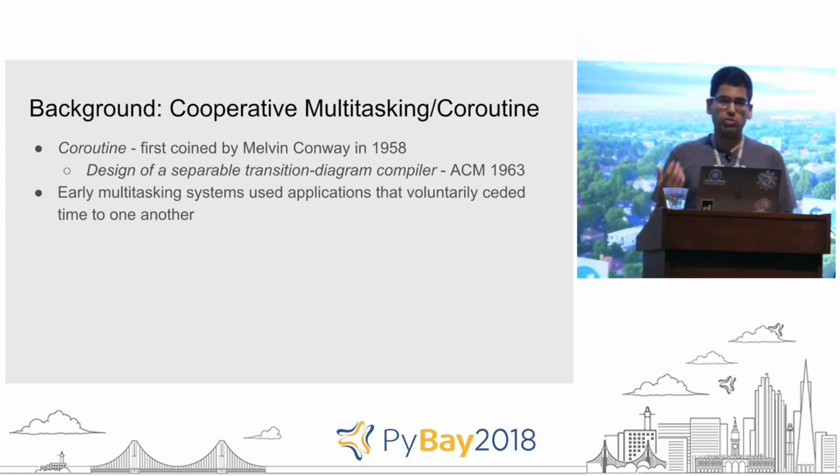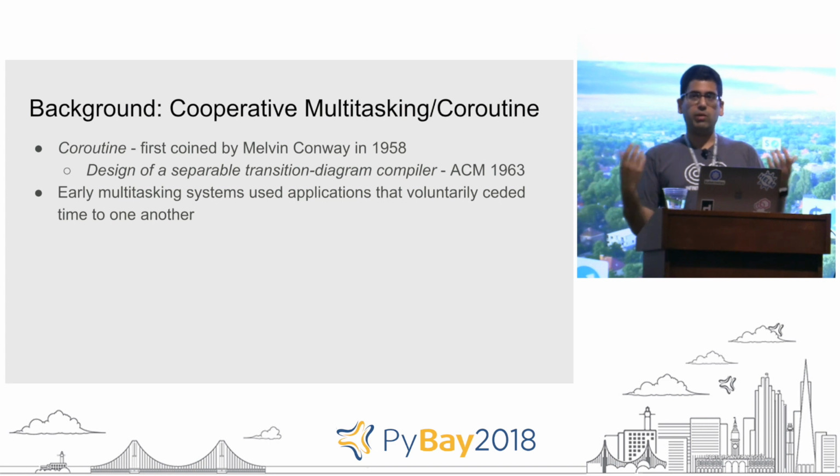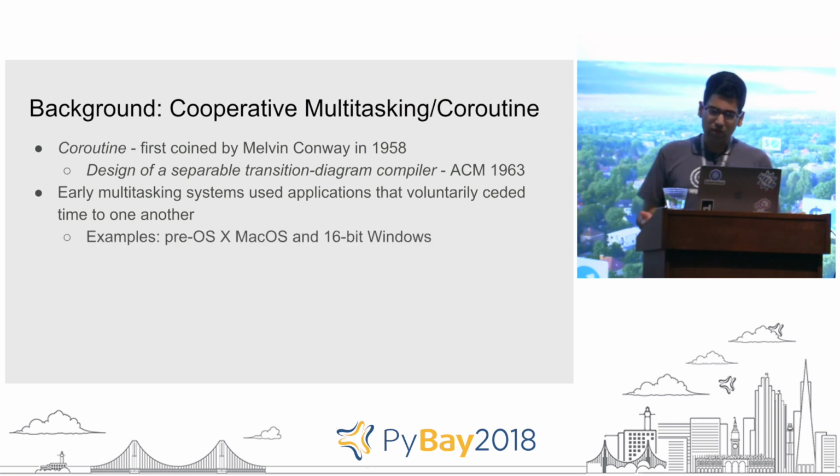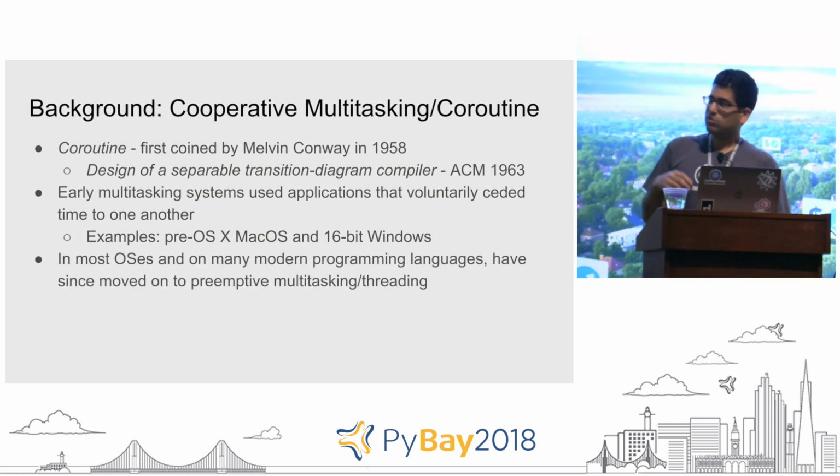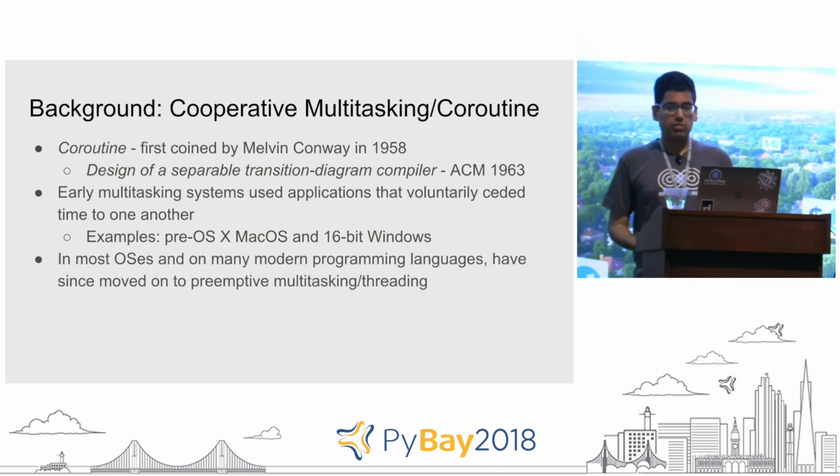So in early operating systems, you would have processes that would just voluntarily cede control. They would run for a certain period of time, and when they were done, they would say, I'm done, signal the operating system, and then the next one would take over. This was the case for pre-OS 10 Mac OS and 16-bit Windows. Now, this has sort of been changed. Now we're kind of in a preemptive world.